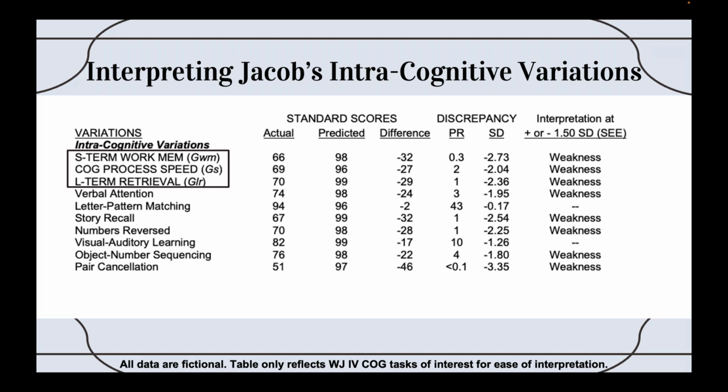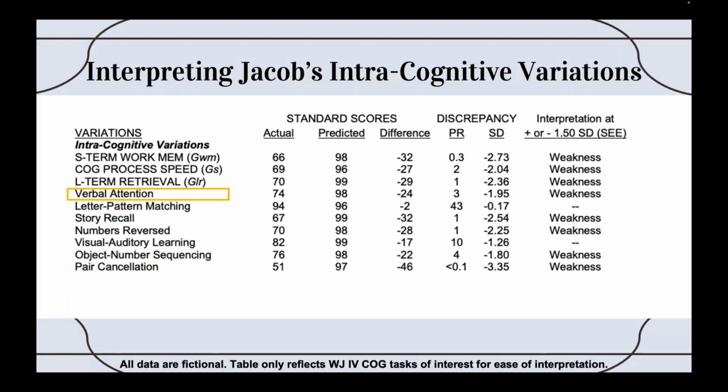Now, although knowing that these 3 clusters are personal weaknesses for Jacob, that's great, that's good information. But as I mentioned before, each of these tests that fall under these respective clusters vary in task demands, and they also vary in terms of the narrow abilities that they tap. So it's probably a good idea for the neuropsychologist to take a look at the test level variations.